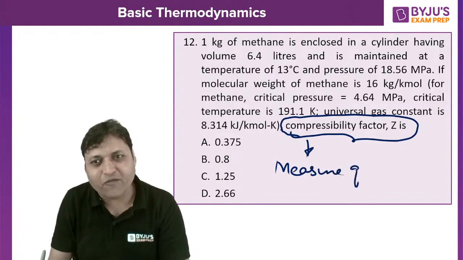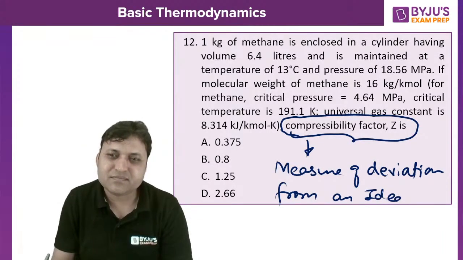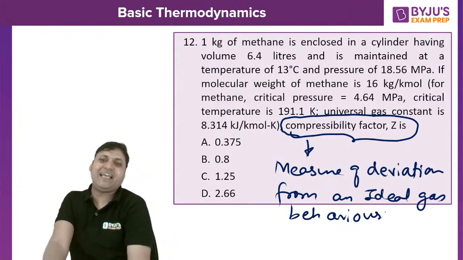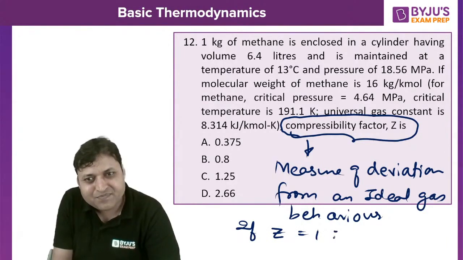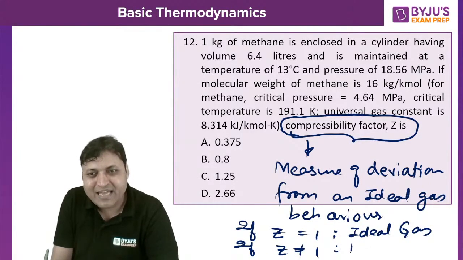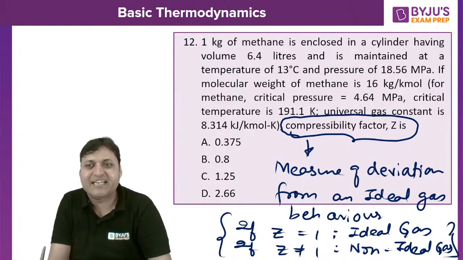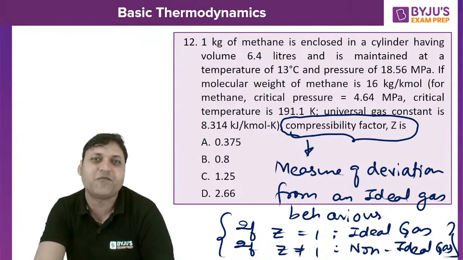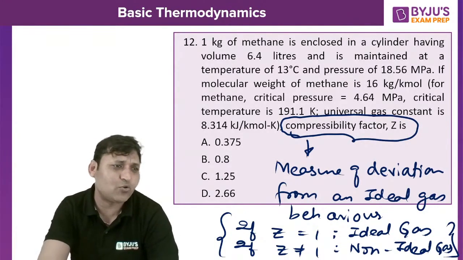It is the measure of deviation from ideal gas behavior. The compressibility factor Z is the measure of deviation from ideal gas behavior. If Z is equal to 1, then the gas is treated as an ideal gas, and if Z is not equal to 1, then it is non-ideal. The compressibility factor decides whether the gas can be treated as an ideal gas or not. The question is to find the compressibility factor for this methane gas. Question number 12.